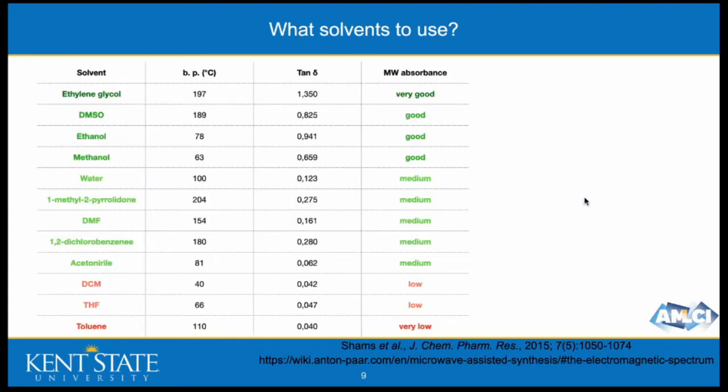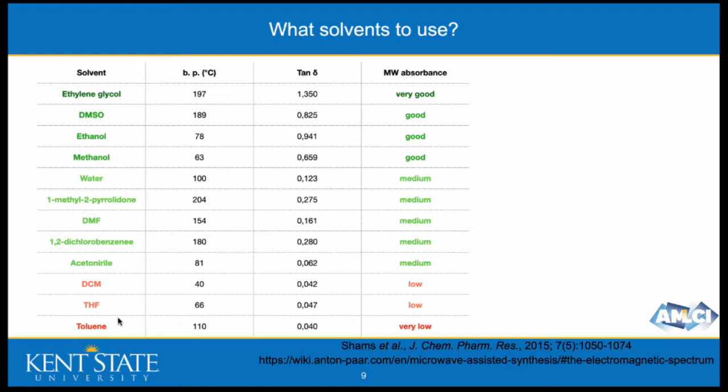So what solvents can we use? As I've explained before, for our microwave to work, you need to have solvents that are dielectric or polar. Here I've made a color scheme, from dark green to light green, where we show the very good microwave solvents that absorb microwave radiation very well, and then in red, the ones that have very low absorption.